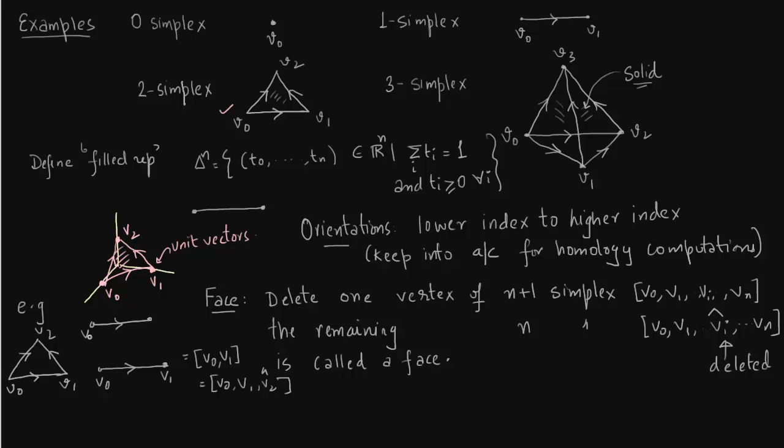Similarly, from v1 to v2, you can write it as v1 comma v2 or v0 hat comma v1 comma v2. Now we delete vertex v1, we get an edge from v0 to v2, which you can write as v0 comma v2, or you can write as v0 comma v1 hat comma v2. And that is pretty much it.